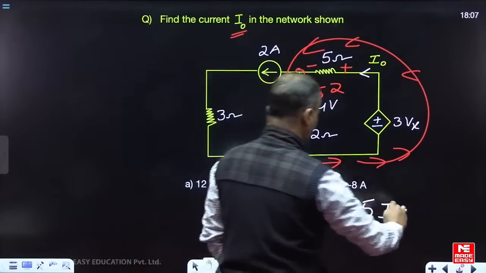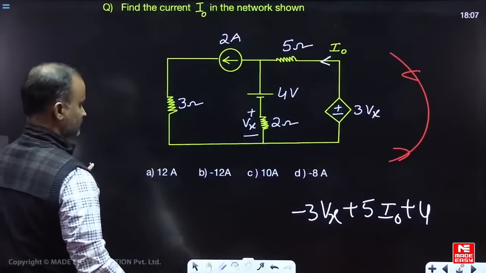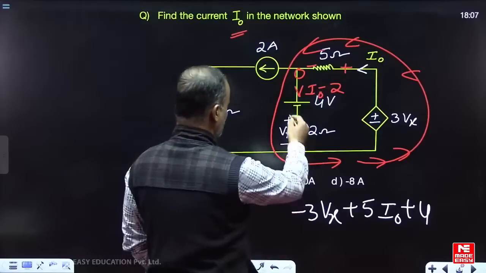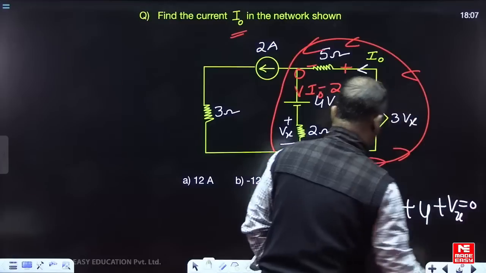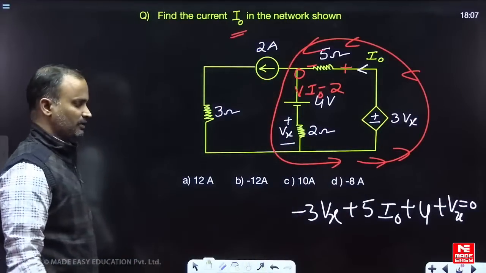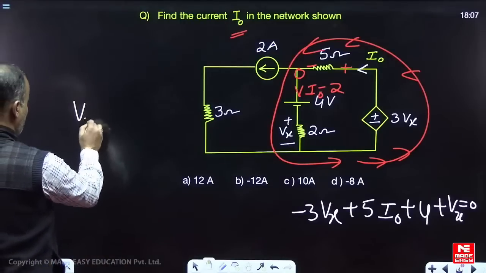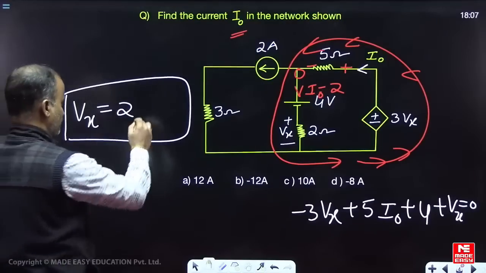Now higher potential to lower potential, what about the terms corresponding to the 2 ohm resistance? Now corresponding to the 2 ohm resistance, higher potential to lower potential, this entire equation is equated to 0. What do you need here? We need only I naught, to eliminate the Vx value. Now Vx is the voltage across the 2 ohm resistance.